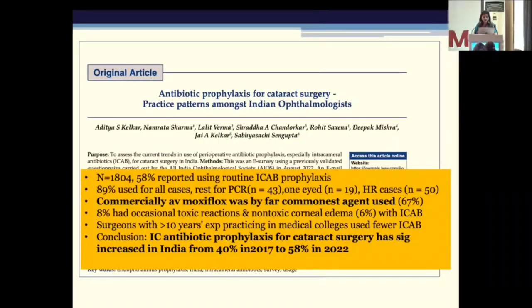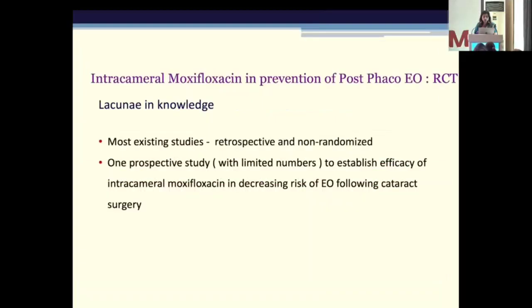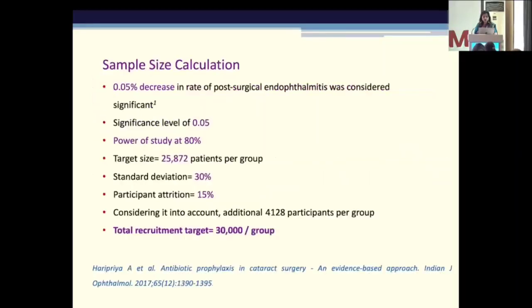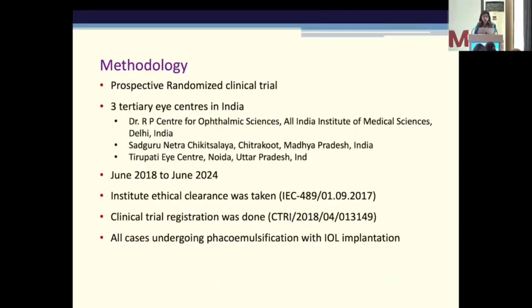This was the second survey we did, and again we found that from 40% in 2017, people have increased using it to 58% in 2022. So most of the existing studies are retrospective and non-randomized, and so we wanted to see, in a randomized control study with good power, what is the role of intracameral moxifloxacin. So the total sample size was 60,000, and 30,000 were recruited in each of the groups from 3 tertiary eye care centers, including Sadguru and Tirupati Eye Center.